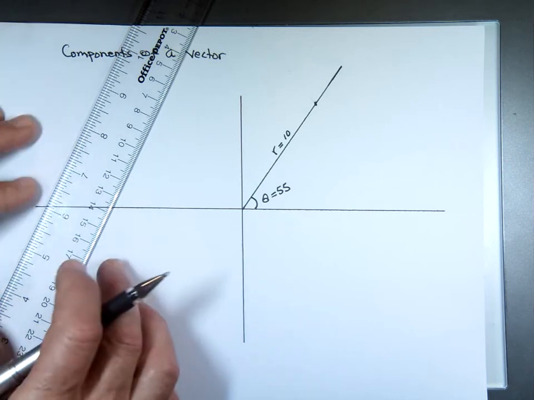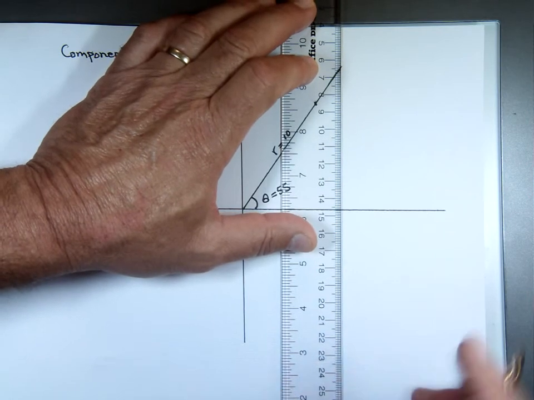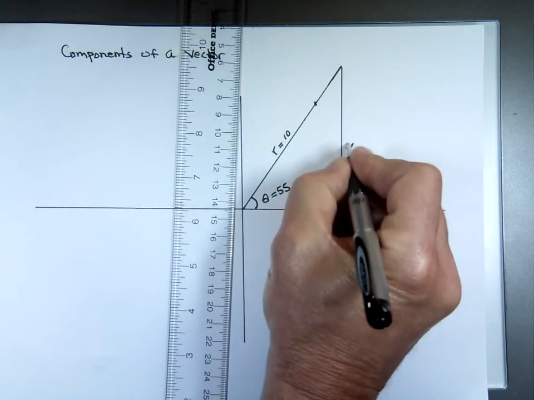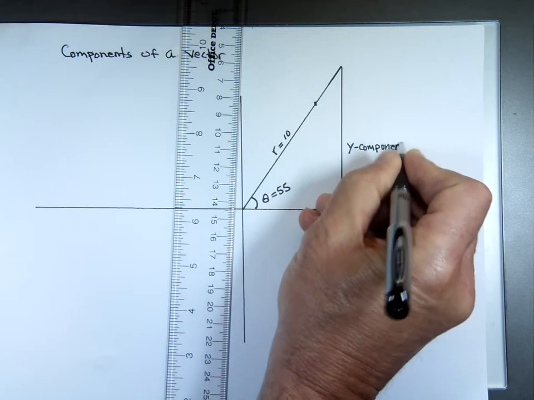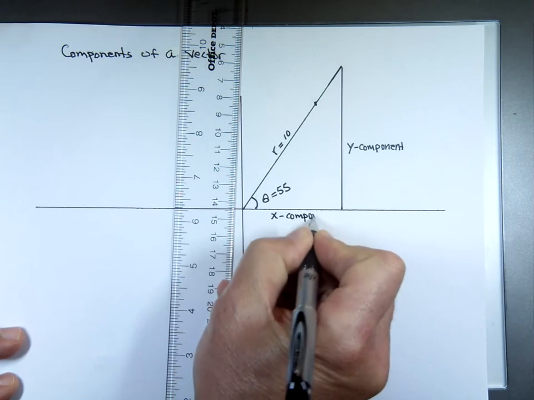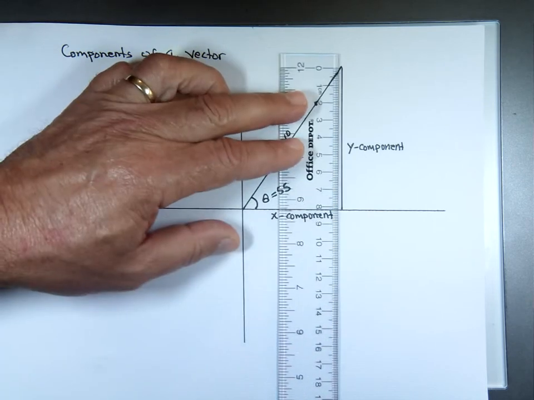Can I find the components of this vector? If you draw a line straight down, that's your y component. So this is your y component right here. And this one is your x component. I'm actually trying to prove the math really works here. Let's see what the y component and the x component are. Let's measure the length of them.